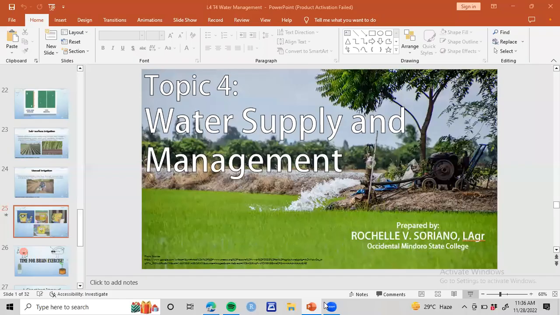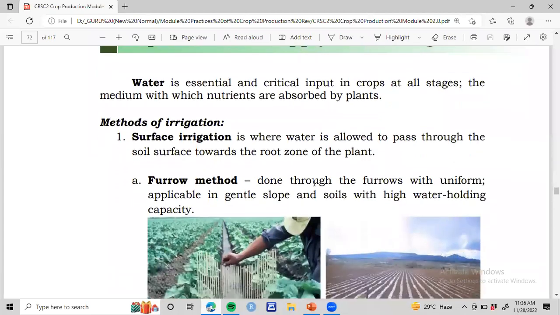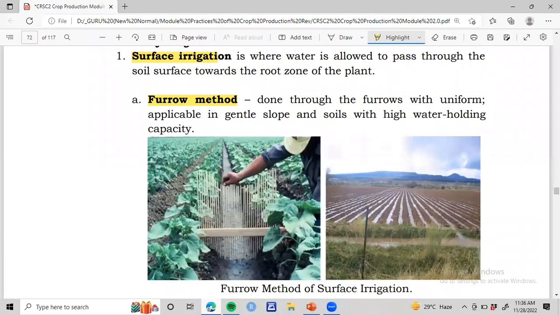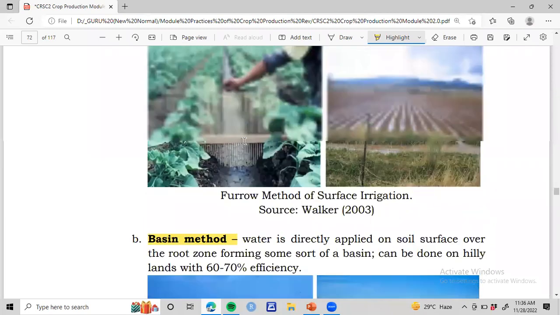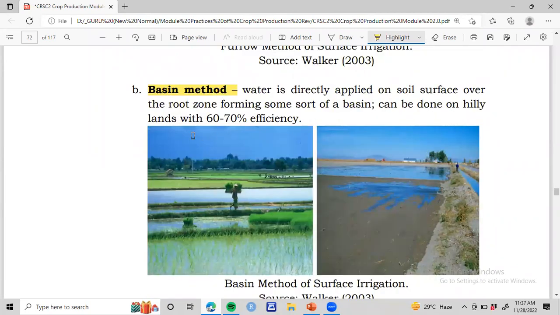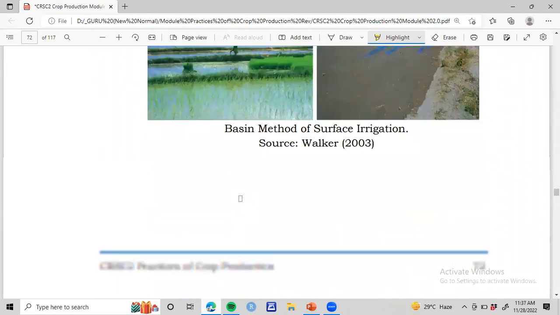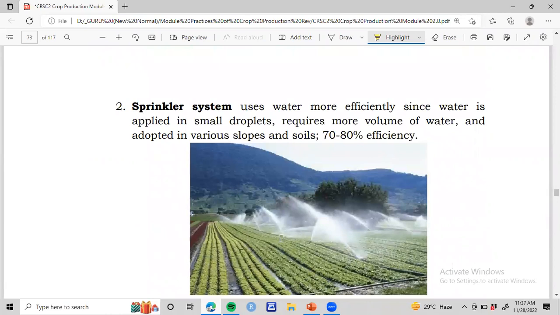Okay, let me go back to our, ayan. So, this is the handout in the lecture. And so, water, very important. The surface irrigation, dalawa ang uri niya, the furrow. This is the furrow irrigation, and then the basin method. Okay, so the basin method has 60 to 70% efficiency. Then, the sprinkler system, yung mga kasama yung central pivot, lateral move, ayan. So, sila ay 70 to 80% ang efficiency.